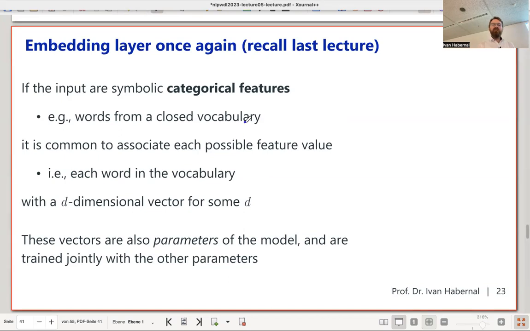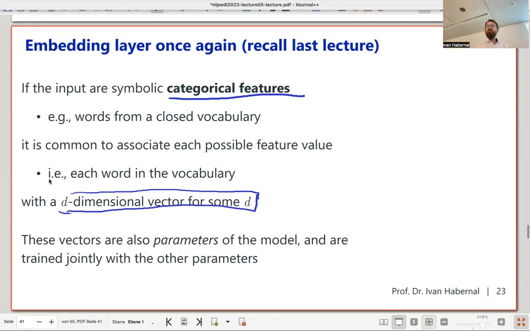So the inputs are symbolic categorical features, because words are distinct categories in a vocabulary of, say, 50,000, and only one of them is active. But we associate each with a dense vector of some dimension d. You will see later what embeddings really mean, but this connects to the last lecture on representation learning. And these vectors will be parameters of the model, so we will train them. It will become much clearer in the example.